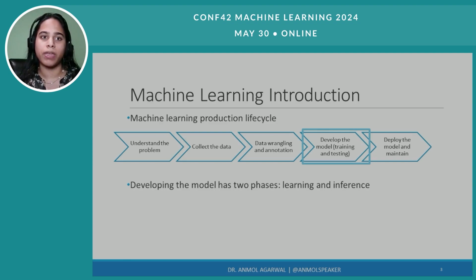Now, when we're developing the model, there are two phases. We typically call these training and testing, but they're also called learning and inference. So learning means training the model and inference means testing the model. This concept will come back when we talk about adversarial machine learning.